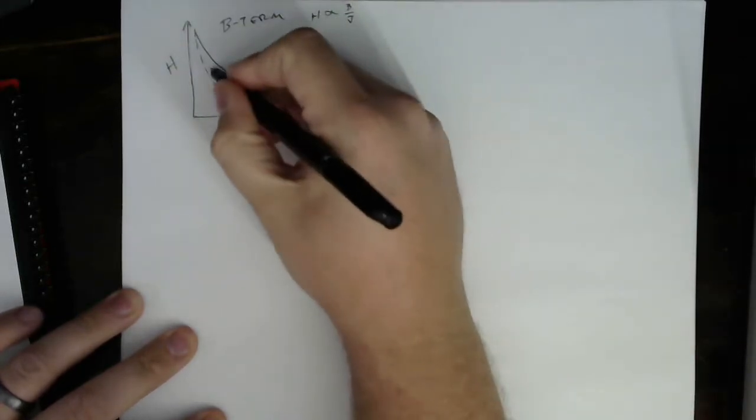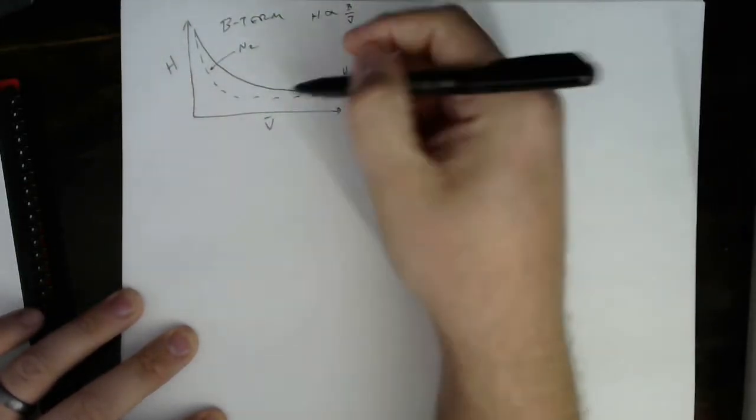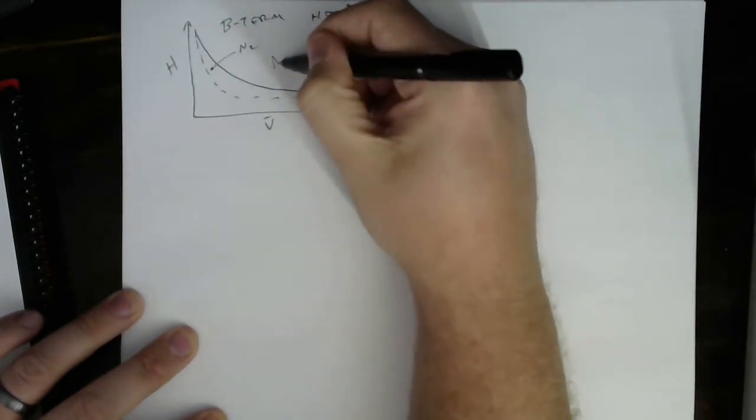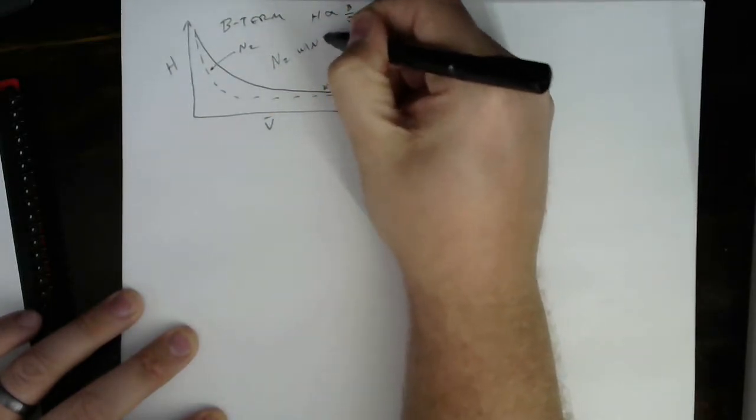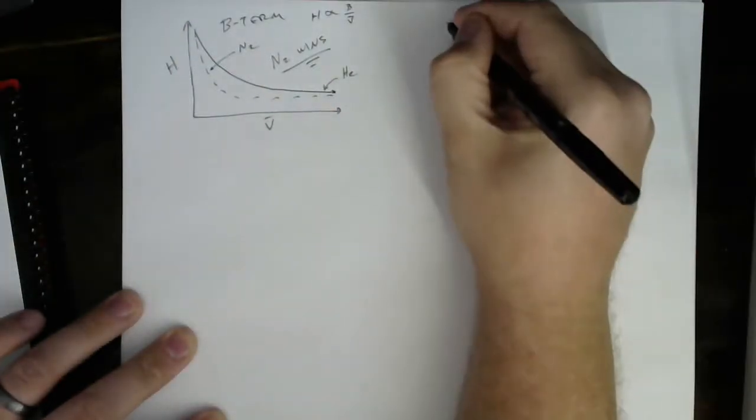at those lower velocities because diffusion's happening more slowly, right? So let's call that our value for nitrogen. And in terms of the B term, we're going to say the nitrogen gas wins. It's the better choice, okay?